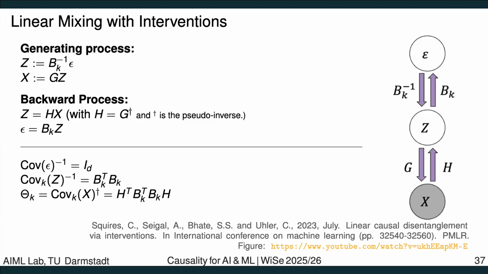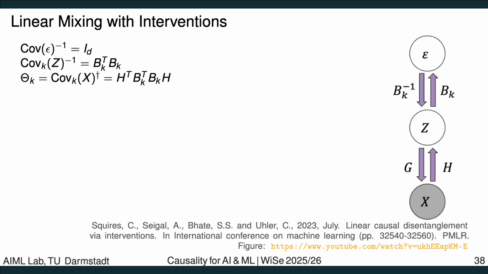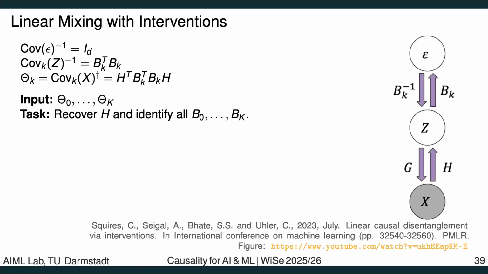And in the end, we also define this covariance of X under a particular setting, and we just assign beta K as a symbol for that. So basically, this is the covariance at every one of those three levels that we have. And the only thing of those terms that we observe are our thetas for every one of those interventions.